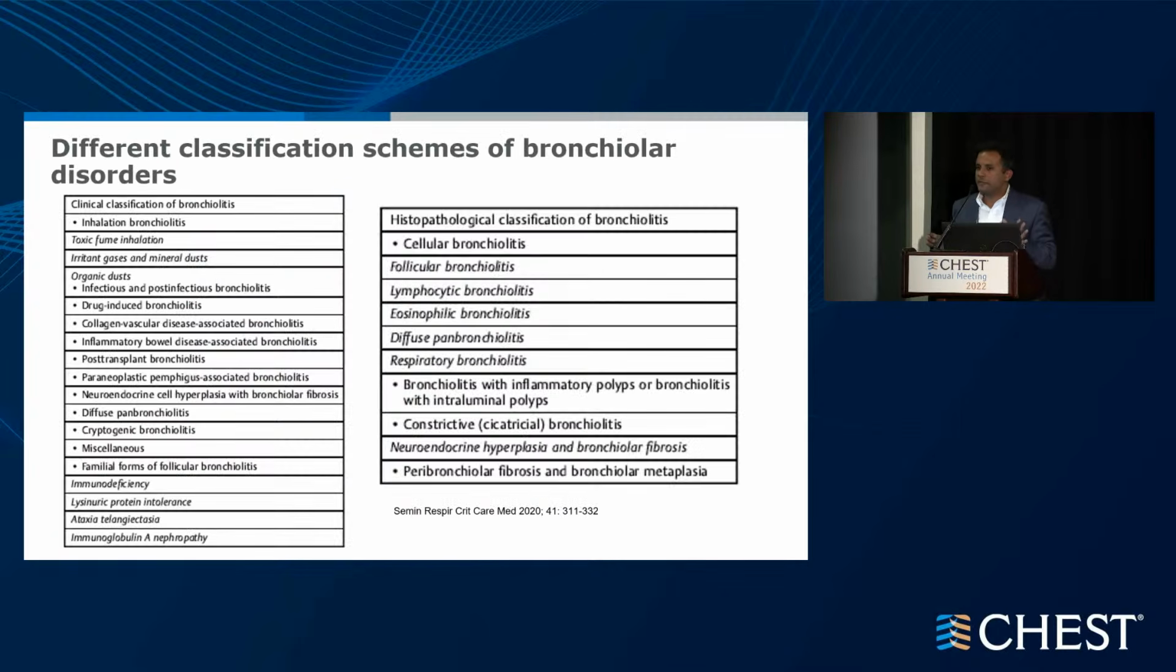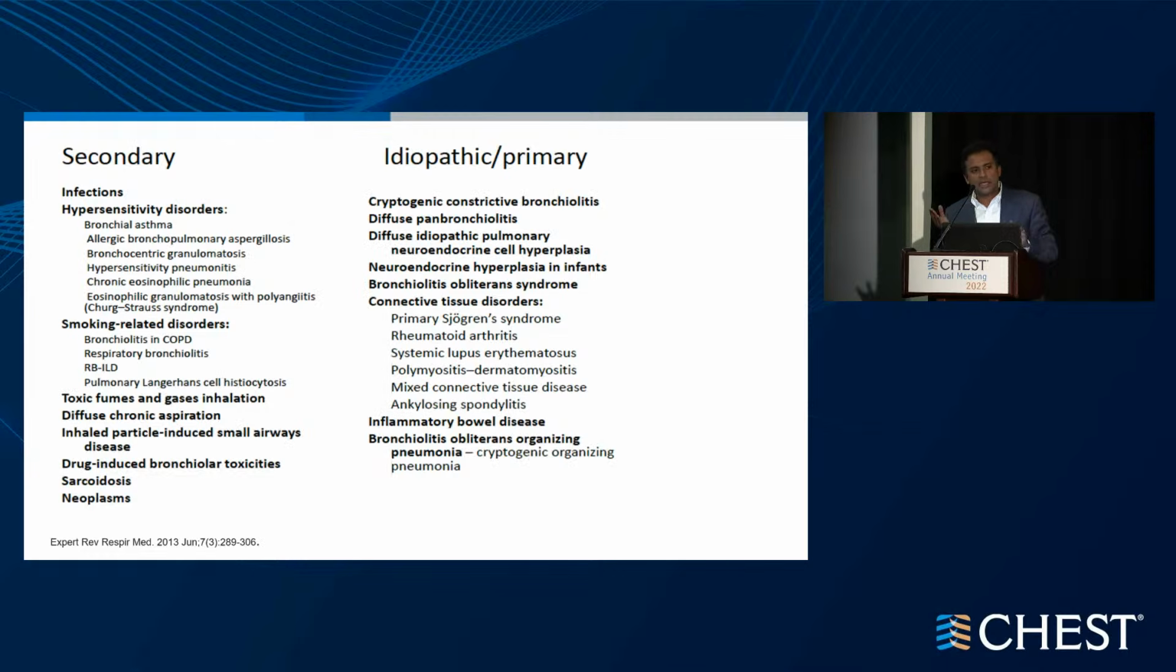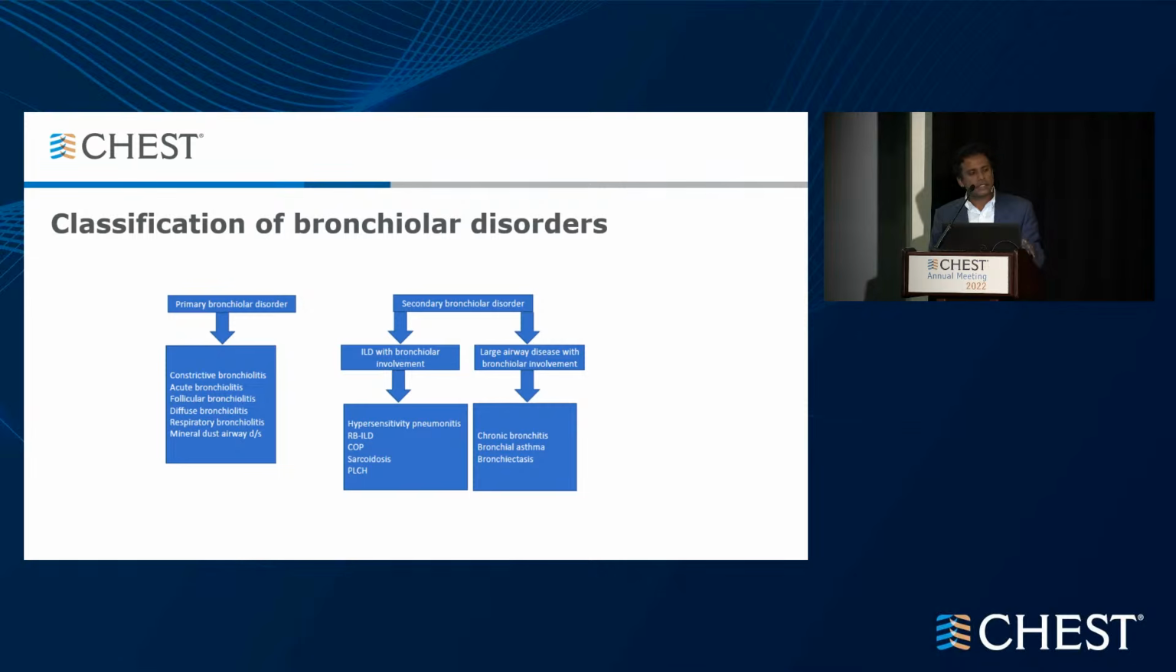So now let's talk about the classification. There are several classifications which have been used for bronchiolitis. One is a clinical classification of bronchiolitis. A second is a histopathological classification of bronchiolitis. Then there is another classification, primary bronchiolar disorders versus secondary bronchiolar disorders, which uses other secondary causes for bronchiolitis. And yet another classification is bronchiolitis as a primary bronchiolar disorder and a secondary bronchiolar disorder.